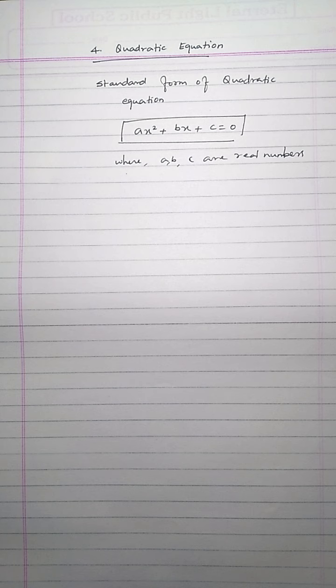There are three methods for finding the roots. One method we have already learned in the polynomial chapter, that's the factorization method, or we can say the splitting the middle term method. Second method, completing the square, which we are going to learn in this chapter. And the third method is using the formula to find the roots.